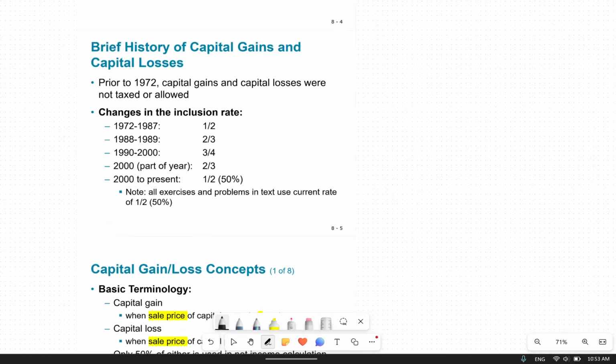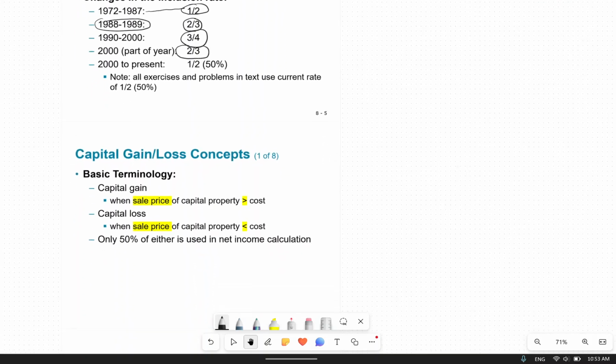So now, when we think of capital gains and capital losses, the rate changes at some point in time. It was half, which we call 50%. In 88 to 89, they changed it to 2/3, then it went to 3/4, then it went to 2/3, and now we are back to 1/2. So these are the changes. Who tells us these changes? The Income Tax Act. They tell us what rate to use.